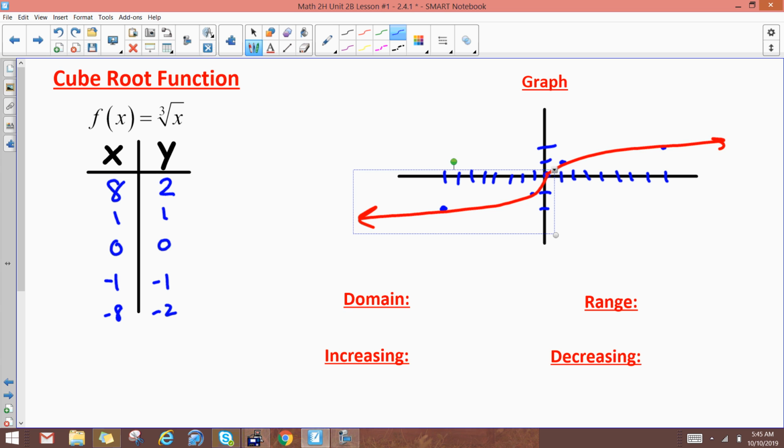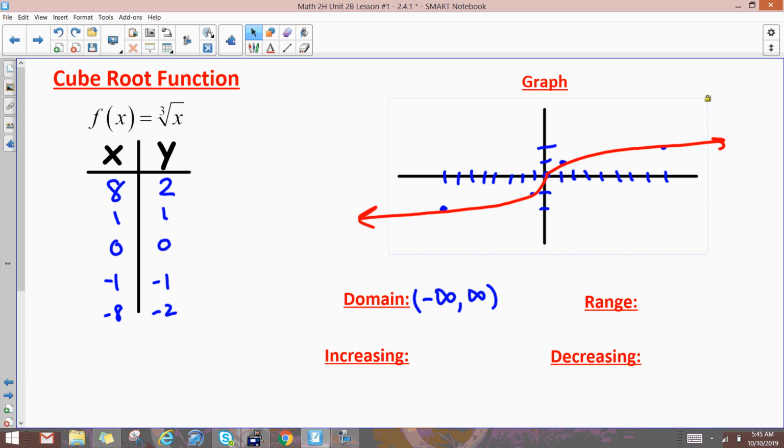What is the domain? Well, what's the furthest left this graph goes? If I follow this arrow, I'm going to go all the way to negative infinity. And if I follow it all the way to the right, I'm going to go all the way to positive infinity. And since we can't equal infinity, I'm just going to put parentheses there. Try to get some of these boxes off.